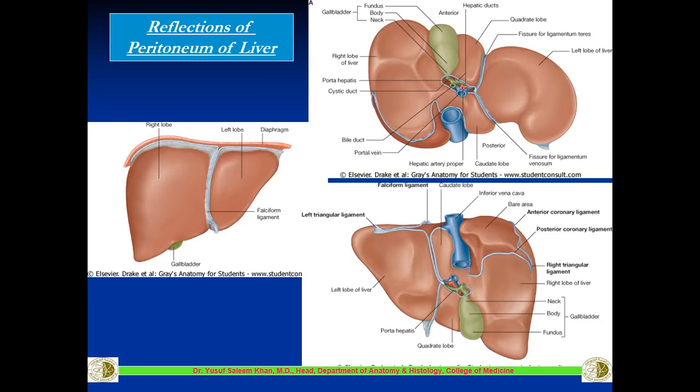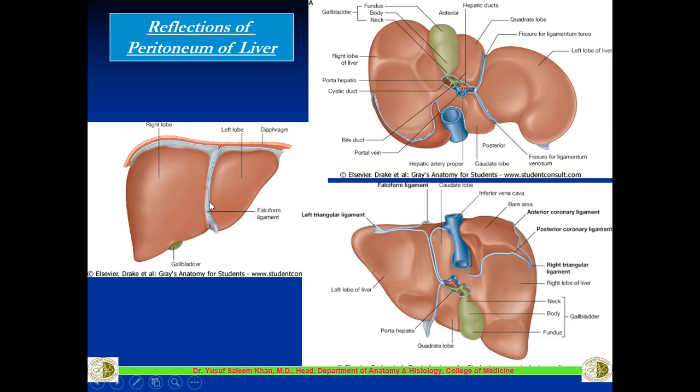Now in this picture you can see the reflections of the peritoneum of the liver. This is the liver, and how the liver is covered by the peritoneum. So it is covered by the ventral mesentery, and this liver is completely covered by the peritoneum. You can see some of the remnants when you cut and remove the liver itself. The details have been discussed along with the study of the liver.